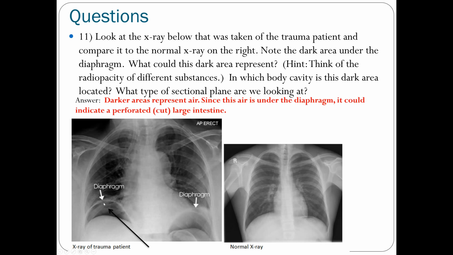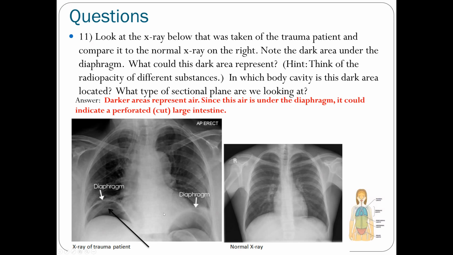Since this is air underneath the diaphragm, so we expect air above the diaphragm because that's where your lungs are. But since this air is under the diaphragm, this is usually an indication that the large intestine or small intestines in some cases have been cut, and then air from the inside of the intestines leaks out into the abdominopelvic cavity. The second question, in which body cavity is this dark area located?